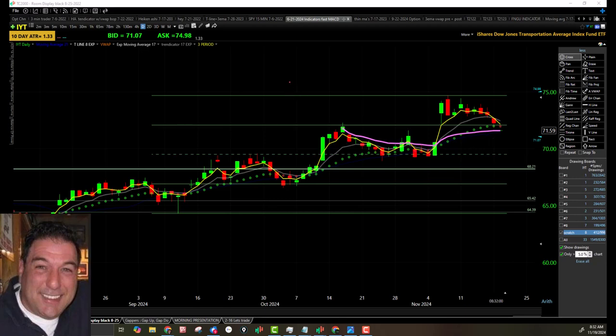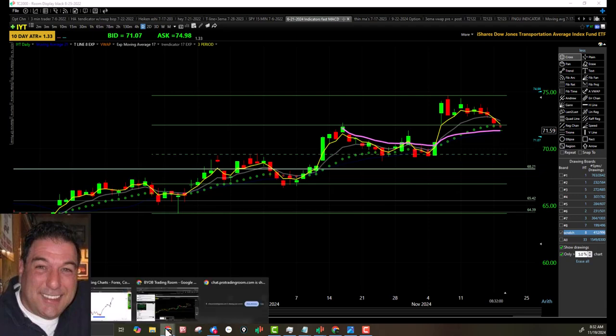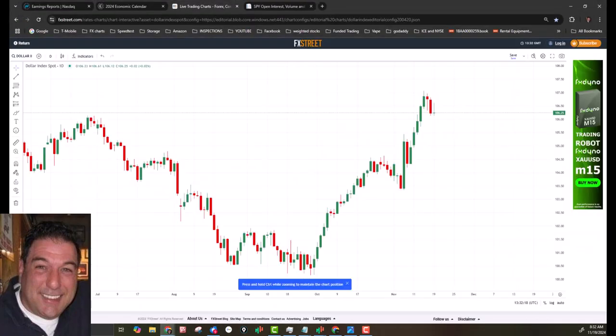Let's take a look at the economics package. Here's the dollar. Dollar's in an uptrend. I don't like that, but a lot of people do. That's not going to be good for Bitcoin or gold or silver. But anyways, dollar's in an uptrend.